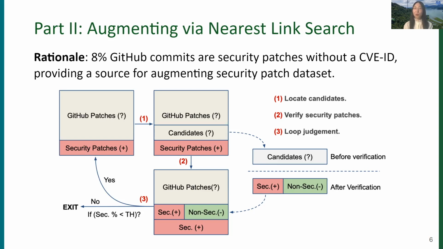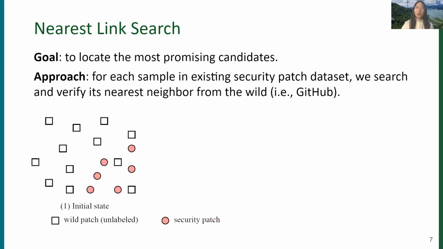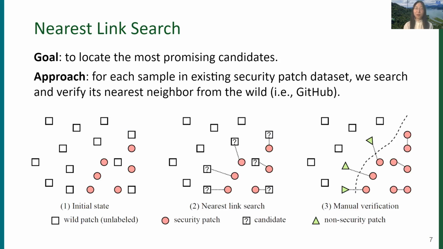In such a process, the key problem is how we find the candidates. Finding the most promising samples can help greatly reduce our human effort during the verification. That's why we propose our nearest link search algorithm. For each security patch already identified, we perform nearest link search to compute and locate its nearest neighbor in the feature space as candidates, so that we can shrink the search range to enable a more effective verification.